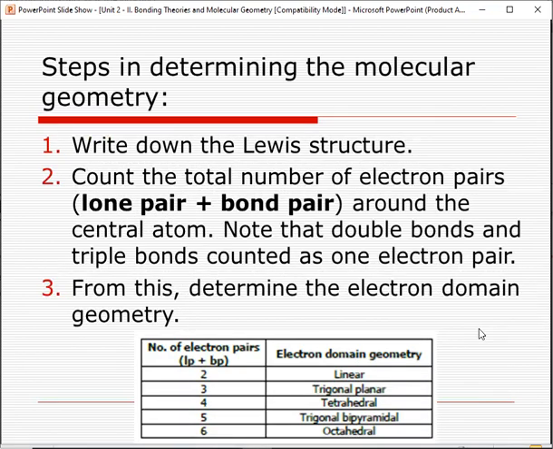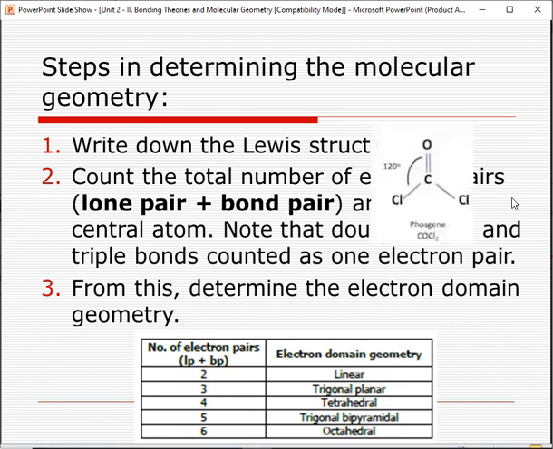Steps in determining the molecular geometry. First, write down the Lewis structure, then count the total number of electron pairs, the lone pairs plus the bond pairs around the central atom. Note that double bonds and triple bonds are counted as one electron pair. From this, determine the electron domain geometry. For example, trigonal planar for COCl2. It is the same as our CH2O, which is trigonal planar.